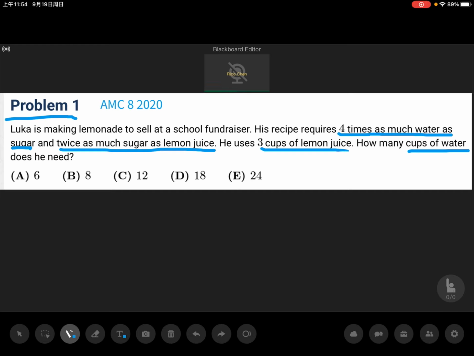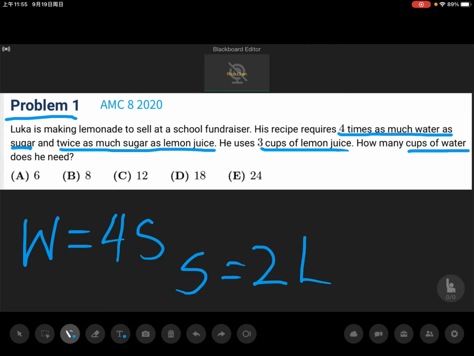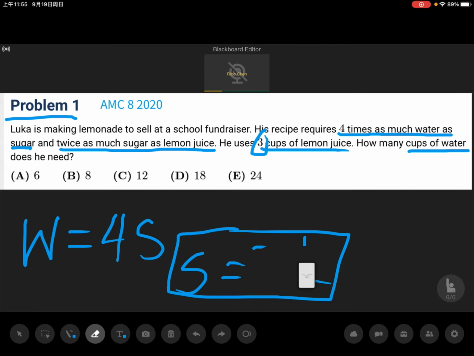Alright, so first of all, let's set up some equations. So, water is equal to 4 times sugar, and then sugar is equal to 2L, or lemon juice. Since we know he has 3 cups of lemon juice, let's work out this part first. So we know L equals 3, so 2L, we can replace that with 6. So now we know S is equal to 6.